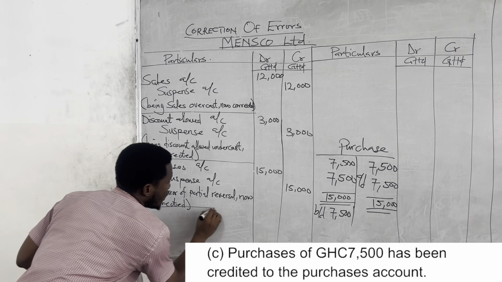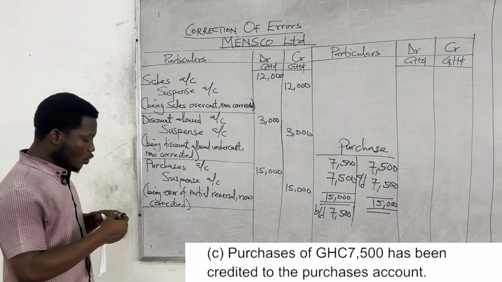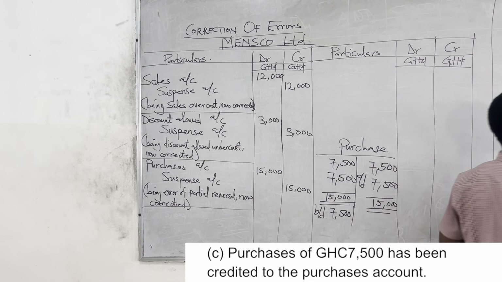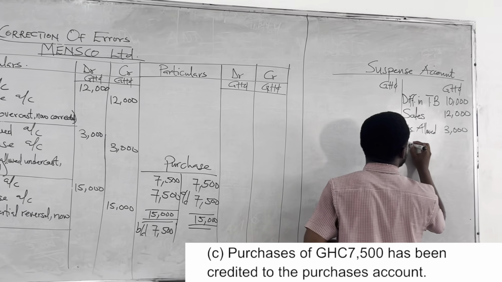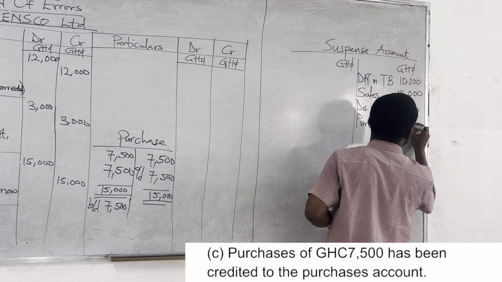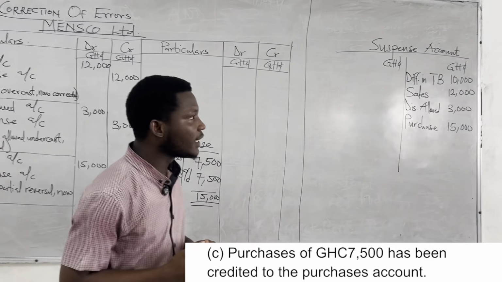Then you underline it neatly. So when you come here, suspense account has been credited. So you go to your suspense account, credited in the name of purchases. So purchases 15,000. So you have your 15,000.